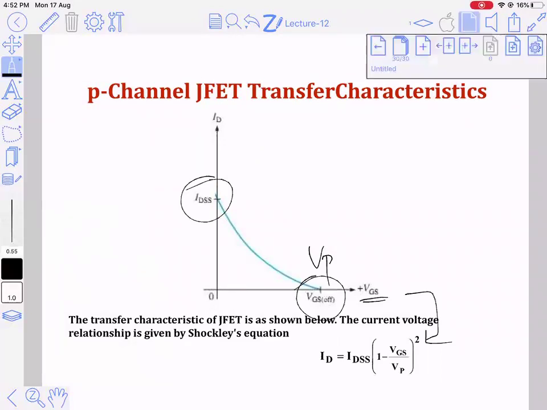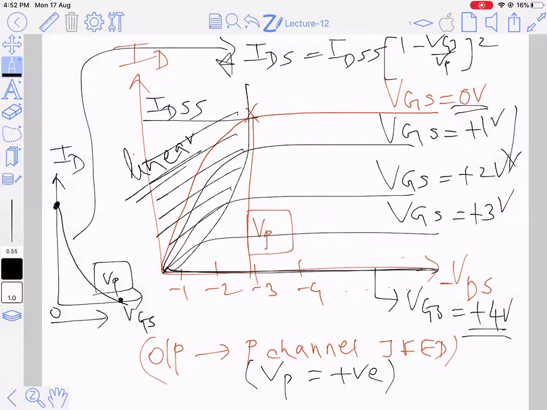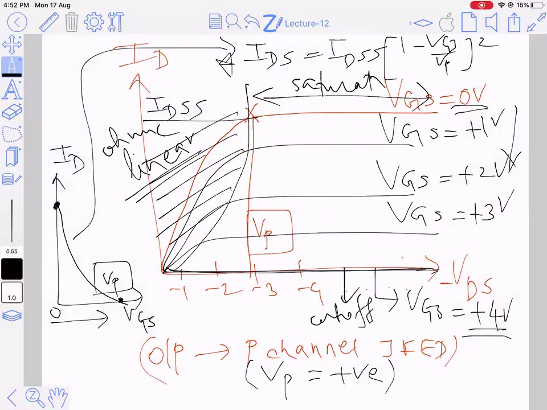The regions are also the same. Which region is this? This is the ohmic or linear region. This is which region? Saturation. The channel gets saturated, the current gets saturated. And this line is your cutoff. We always want to operate our JFET in the saturation region.